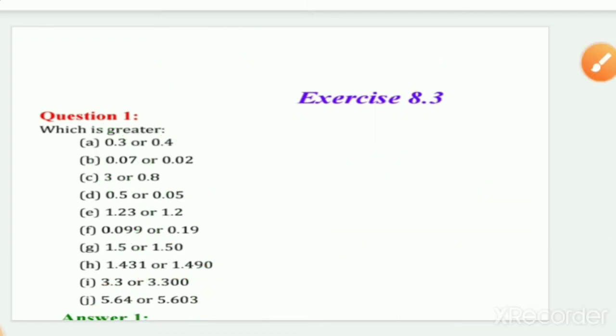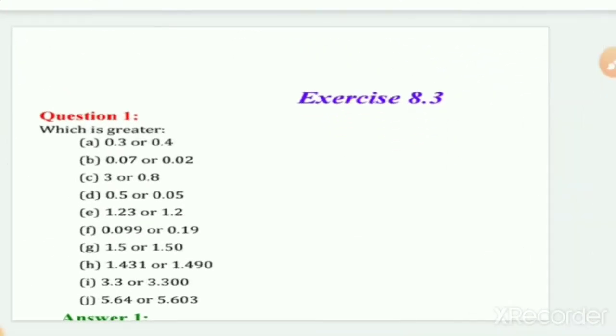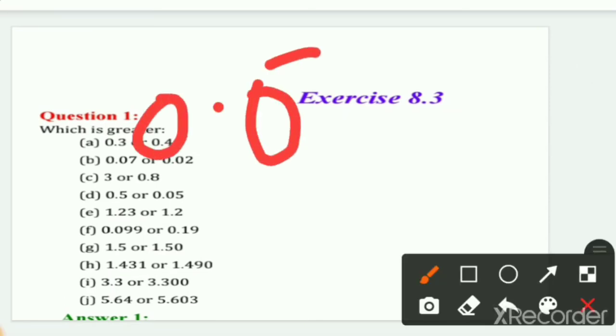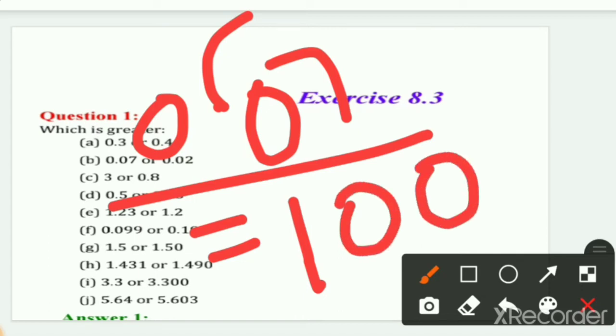Now moving to the next question, that is 0.07 or 0.02. While dividing 0.07 by 100, representing it as a fraction, it will be 7 by 100. How do we represent it? We remove the decimal point and add zeros. After the decimal point we have two digits, so we will put 2 zeros and divide 7 by 100. So it will be 0.07 only.